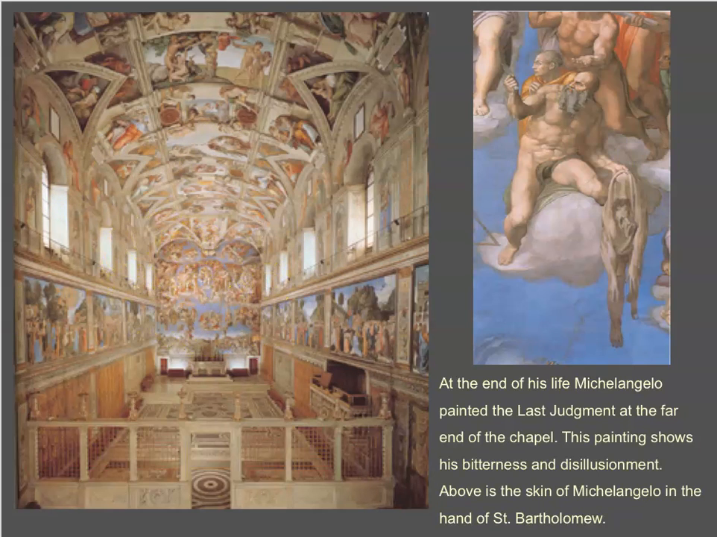Now, he painted this very near the end of his life, when Michelangelo was kind of disillusioned by the corruption in the church, and he had just had that sadness that comes upon people at the end of their lives. So here we have Saint Bartholomew. This is a detail of this painting, the fresco at the end of the chapel. And this flayed skin, that's Michelangelo.